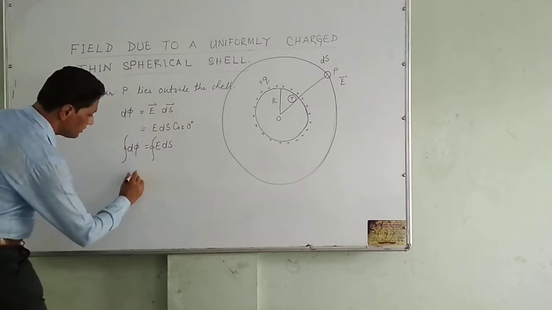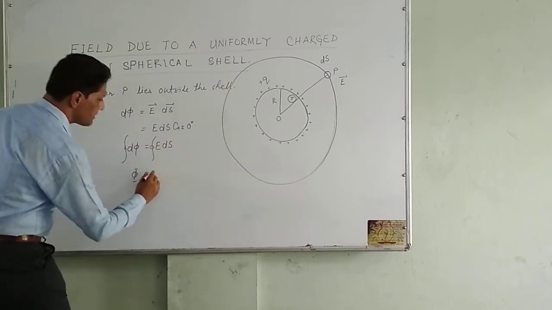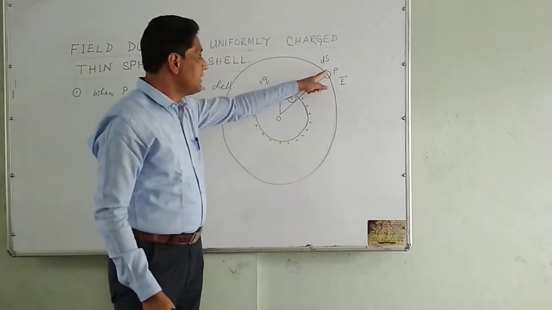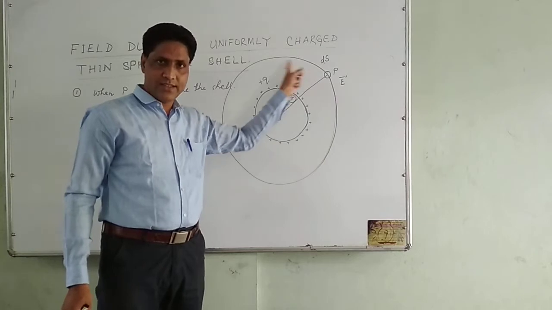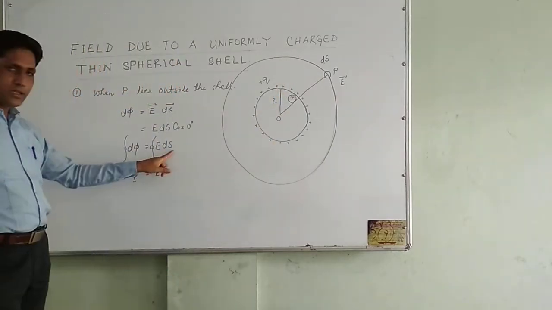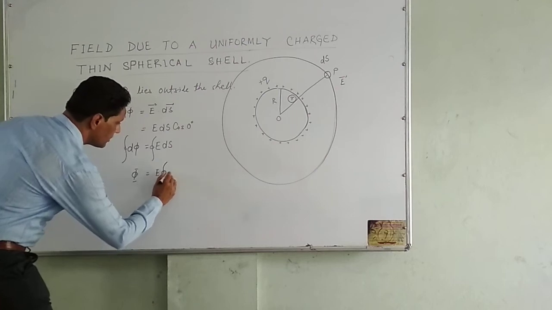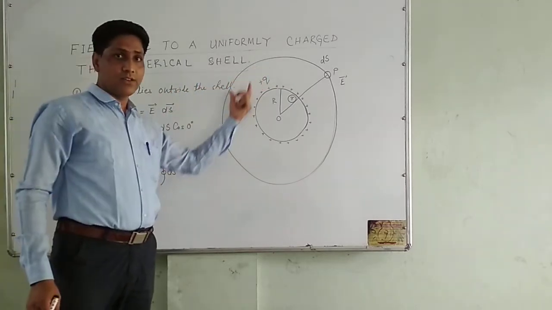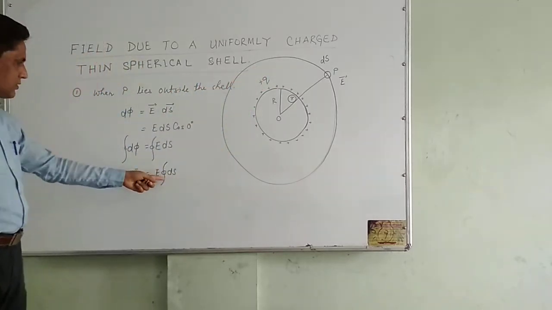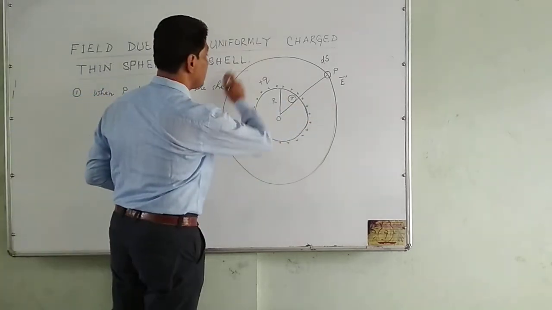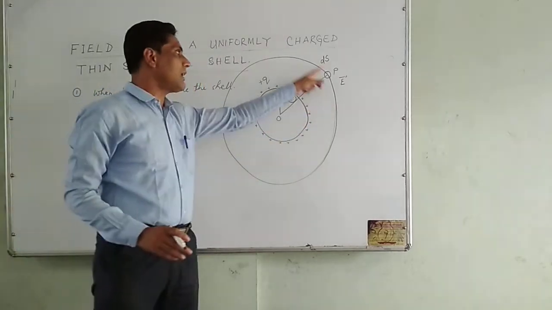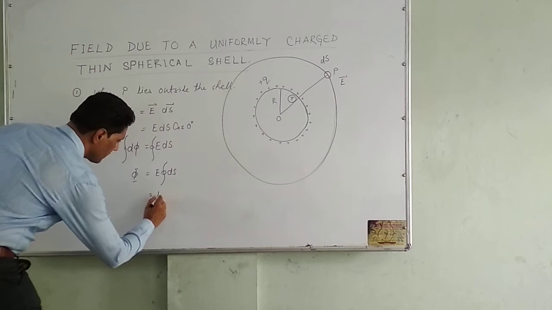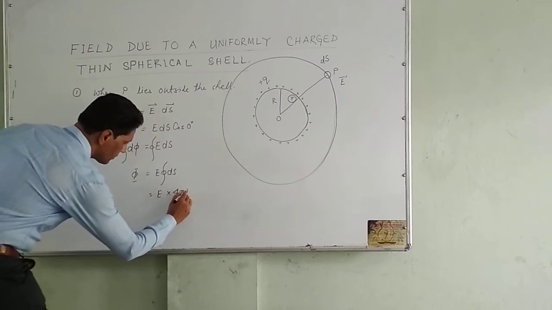So phi is equal to the closed integral of E·dS. As I said, E is the same at all points of the surface, so E is constant throughout the surface and will come out of the integration. So it is ∮dS. This symbol is for the closed nature of the surface. Now if you integrate over the entire surface, that is the total surface area of the sphere, which is 4 pi r square. So E into 4 pi r square.